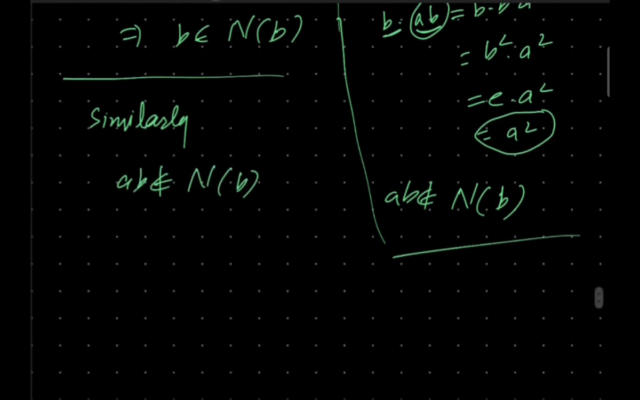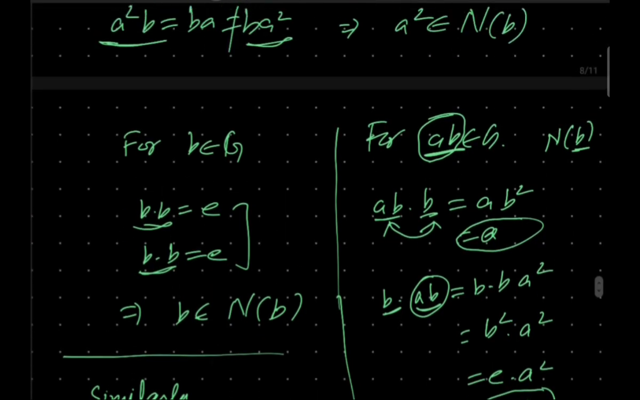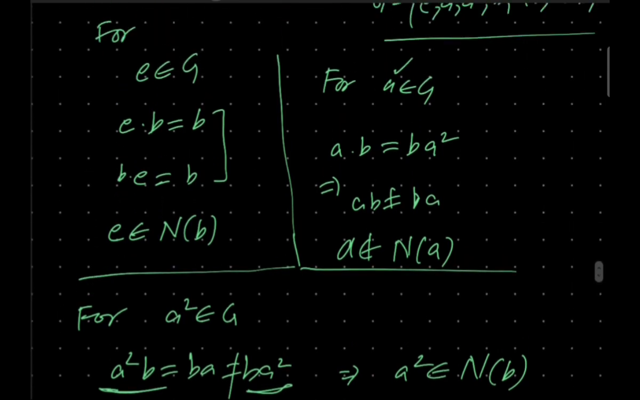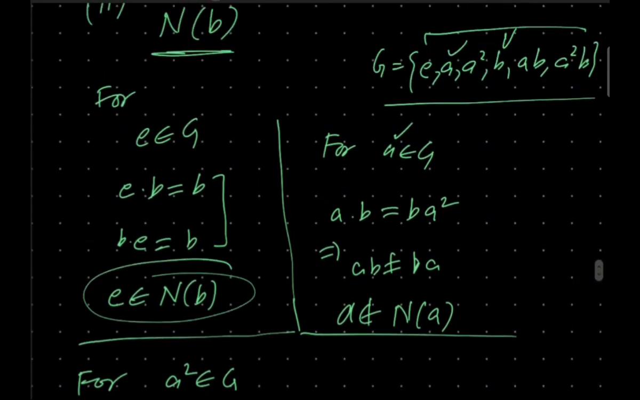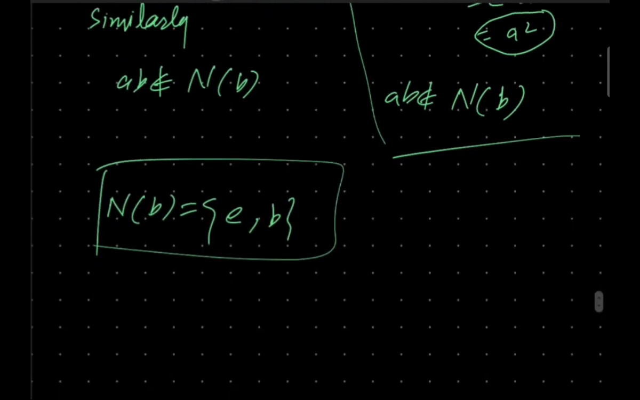You can check. So what is the normalizer of B? It has only two elements, E and B. You can see here this one and this one. So these are the only two elements which belong to the normalizer of B. So the normalizer of B contains only two elements, E and B.